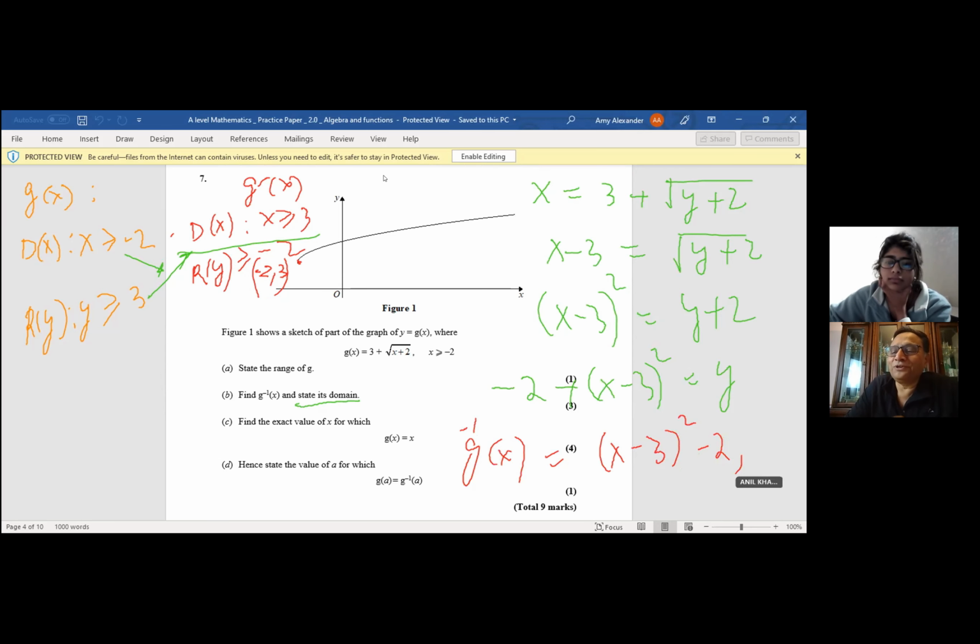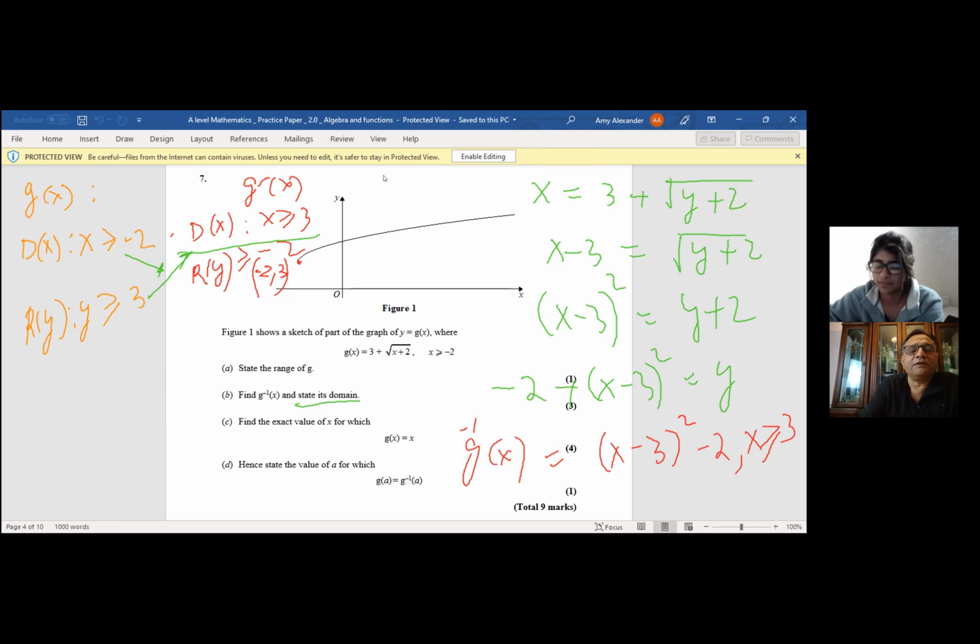And it is very important to include the domain right here, because it is not a complete parabola. It is only one side of the parabola where x value is greater than or equal to 3. Is that clear to you? So right next to it, just write the domain: x greater than or equal to 3.